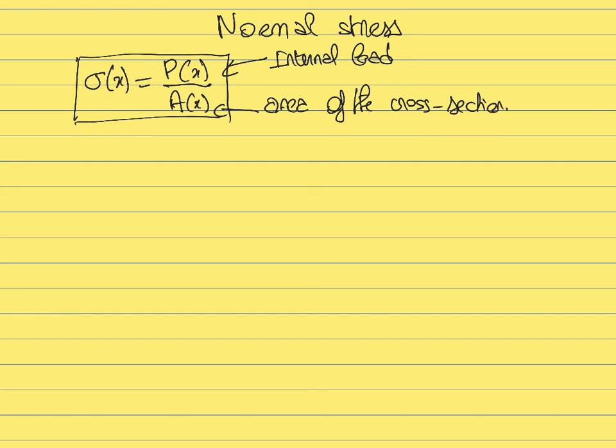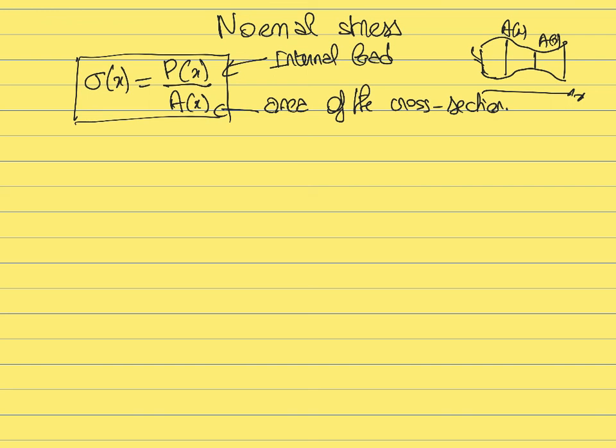Remember that the area of the cross-section can also depend on x. For example, if you take the case of the fish, the fish has a cross-section that depends on x, where as a function of the position x, the area of the cross-section will not be the same. So you have to keep in mind that both the load and the area can depend on x.